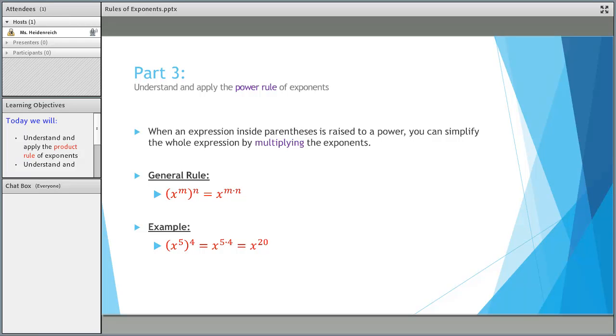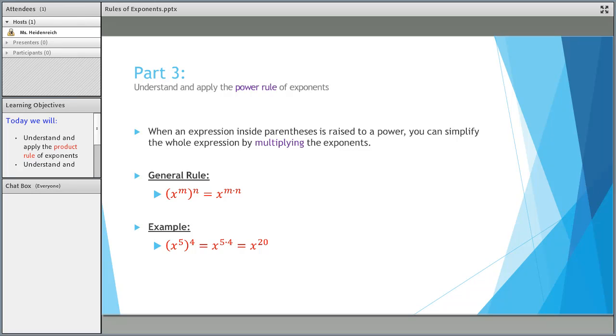All right, we're now ready for part 3, which is our third rule, the power rule of exponents. In order to apply the power rule of exponents, you need to have an expression inside parentheses being raised to a power. And then you can simplify that expression by multiplying the exponents together. So you can see we have x to the m in parentheses taken to the nth power.